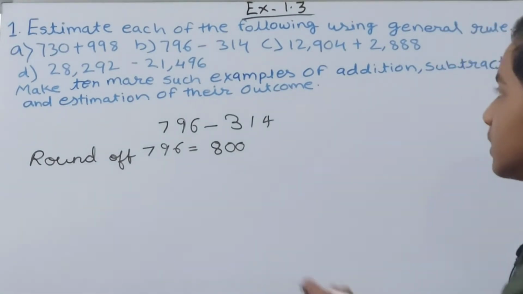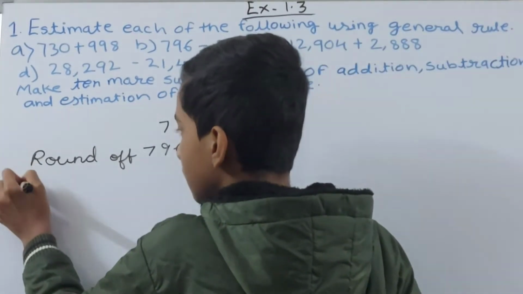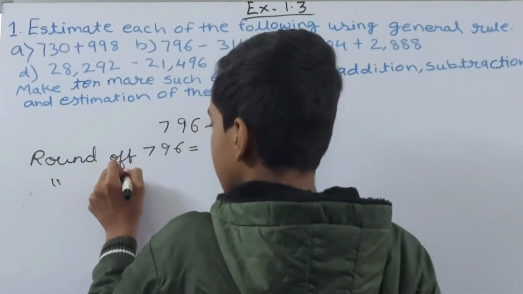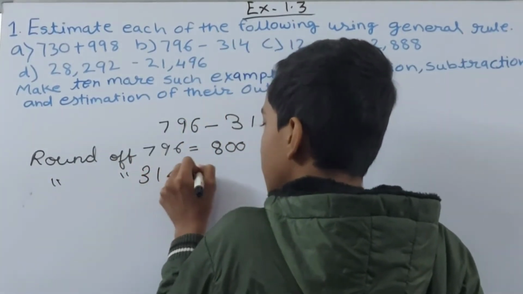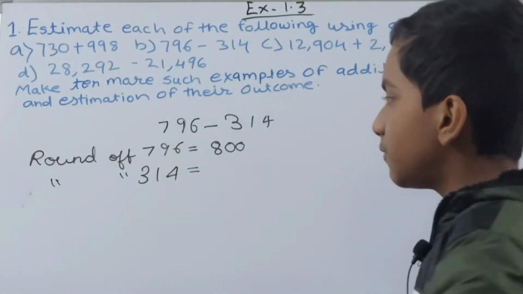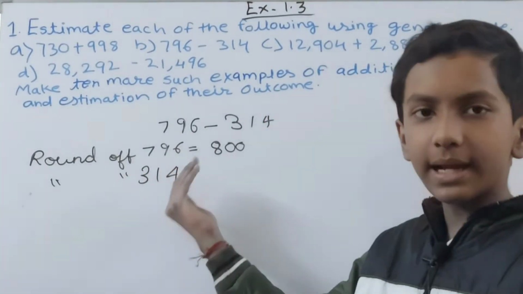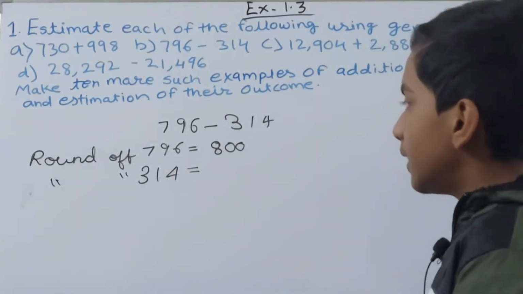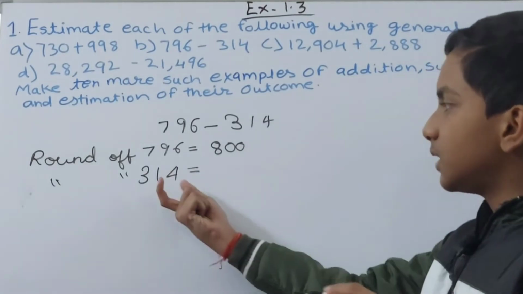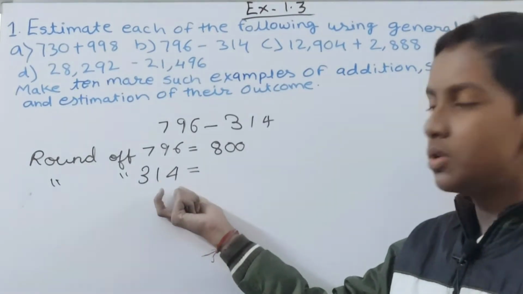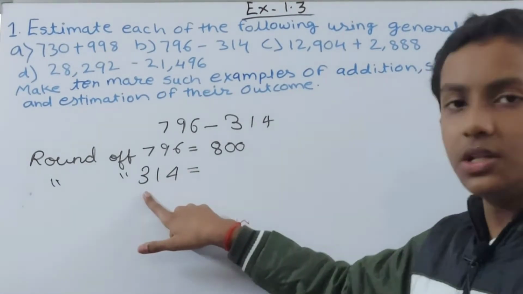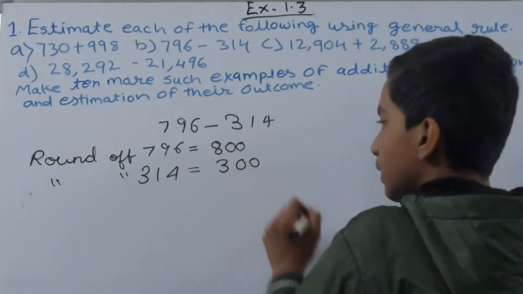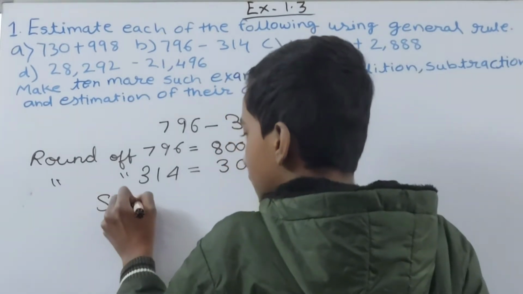Next we will round off 314. Again you can see it is at the hundreds place. If we move one digit back to the tens place, we have 1, which is among 1, 2, 3 and 4. So you will turn the tens and ones digits to 0, and nothing will change at the hundreds place. So it is 300.